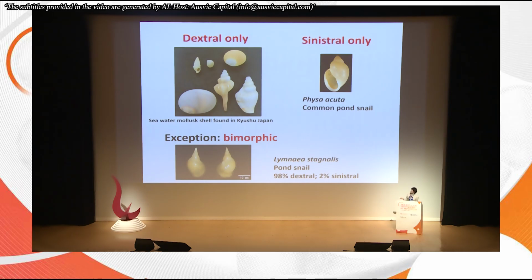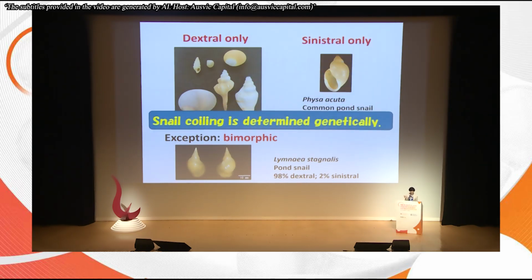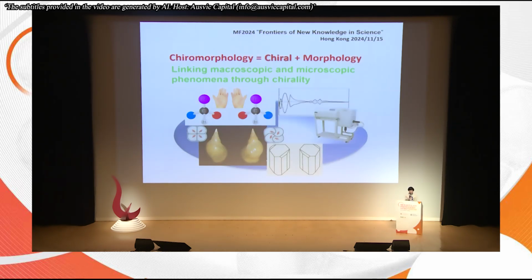And snail coiling is determined genetically. So I'm going to tell you a little bit about my background because you don't know anything about chirality, chiromorphology. Actually, chiromorphology is the word I coined myself from the two words, chiral and morphology. The concept is linking macroscopic and microscopic phenomena through chirality.